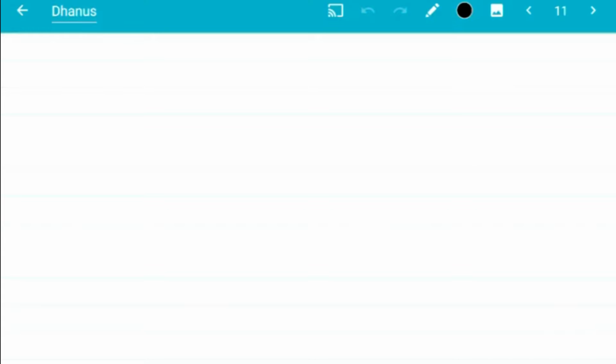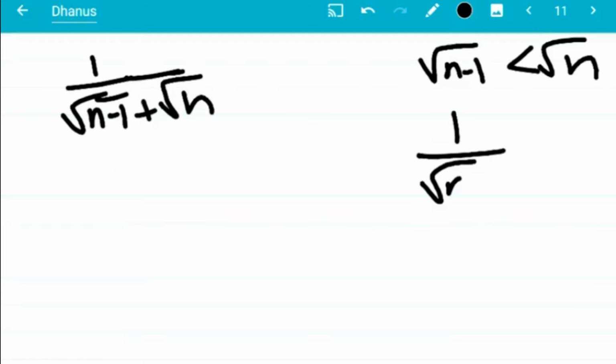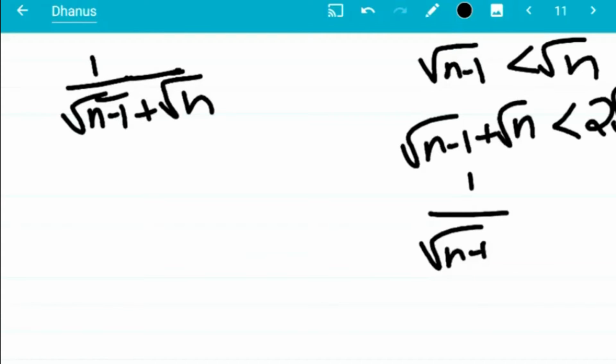This 1 by root n minus 1 plus root n will be, we know one thing, root of n minus 1 is less than root n. That's why this thing, root n minus 1 plus root n, is less than 2 root n, and 1 by root n minus 1 plus root n will be greater than 1 by 2 root n.